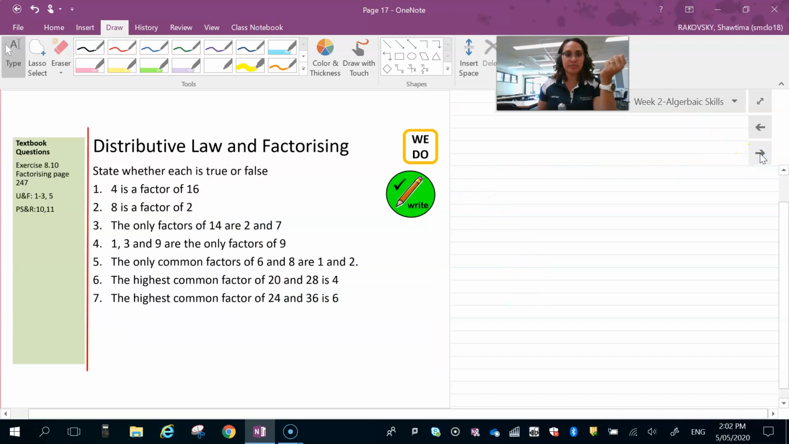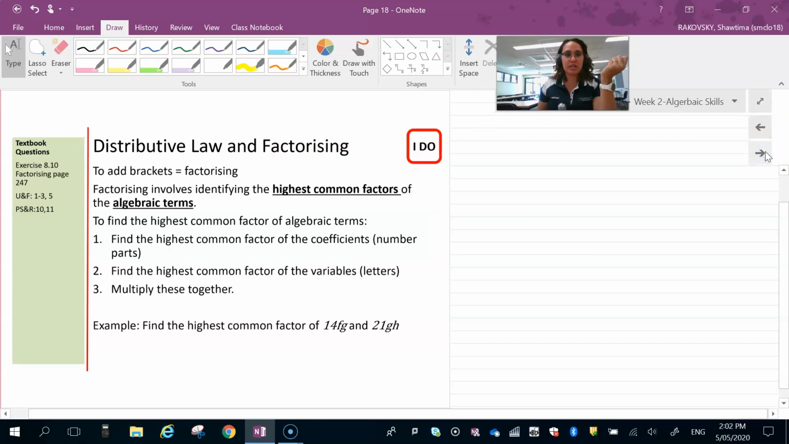So here we go. Actually, I'll just sneak past that because this would normally be in a class. What we're going to be looking for is highest common factors. So that's what we're looking for when we factorise. Those common factors are going to be the coefficients, the numbers at the front, and the variables, so looking for those letters. If we have a look here, 14FG and 21GH, we're looking for the highest common factor, both the numbers and the variables.